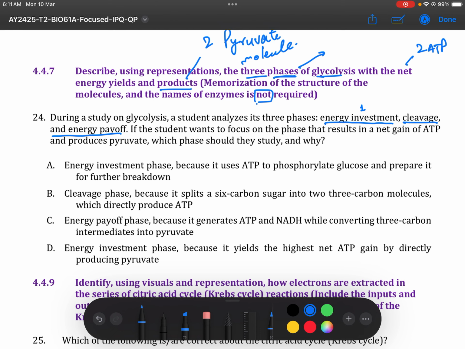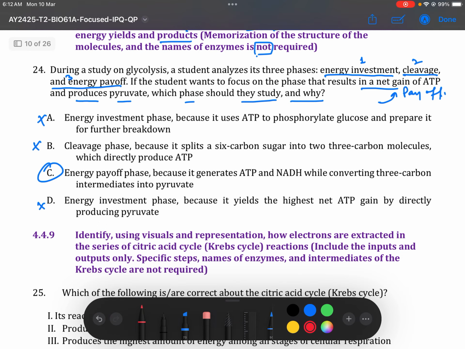If the student focused on the phase that results in the net gain of ATP and produces pyruvate, which phase should they study and why? So of course you should be very careful, because we are talking about the net gain. So this is payoff. Okay, so this is the payoff stage. So just go down. We have energy investment, no. We have cleavage phase, no. Energy payoff phase, yes. Okay, so the answer is C. I didn't read it all because, as I told you, we need to look for the keyword, that is the payoff.